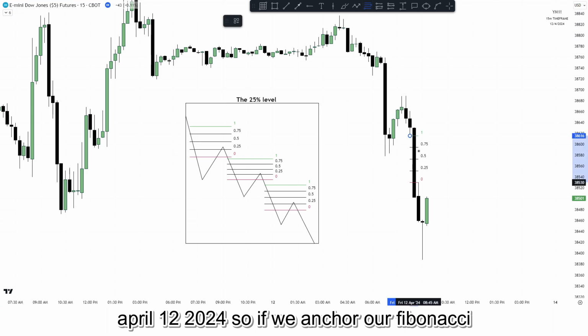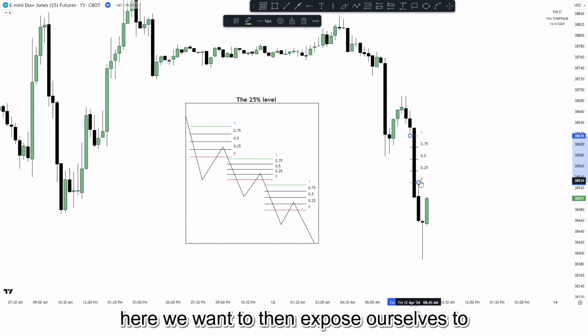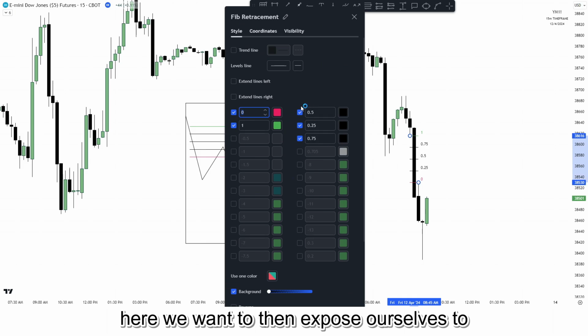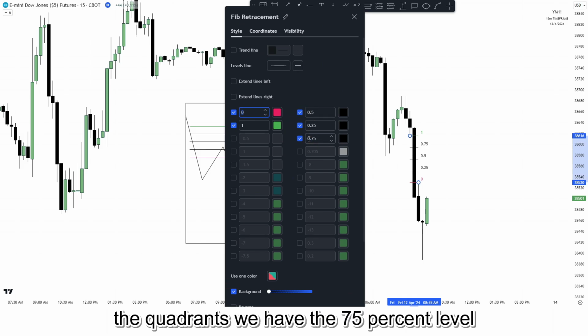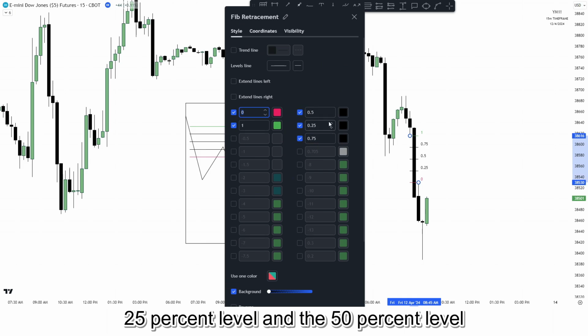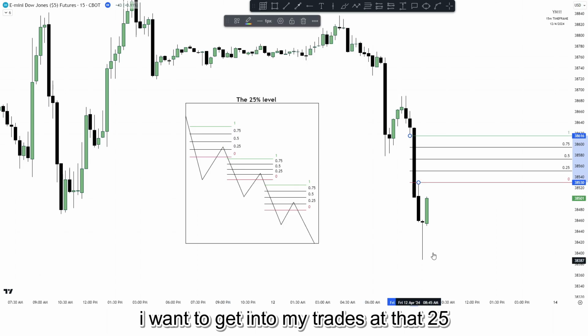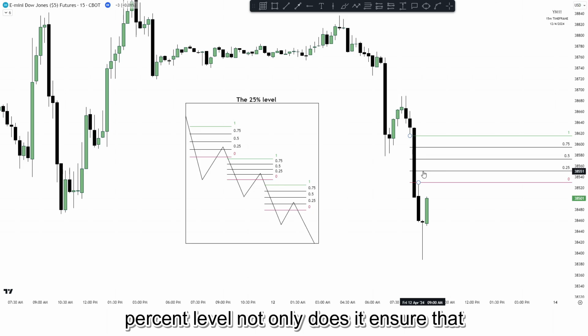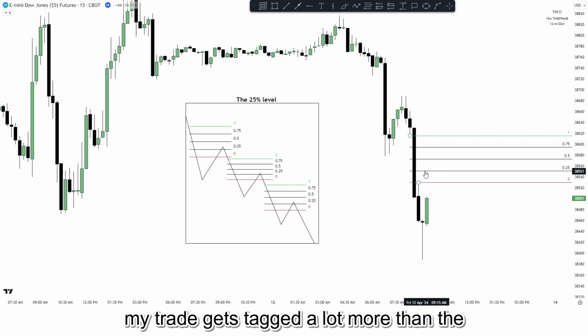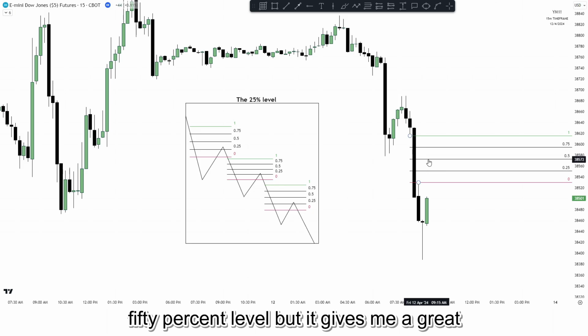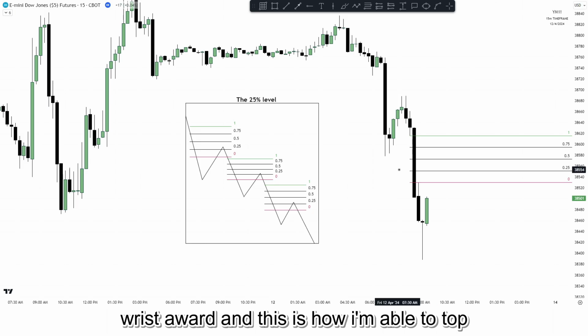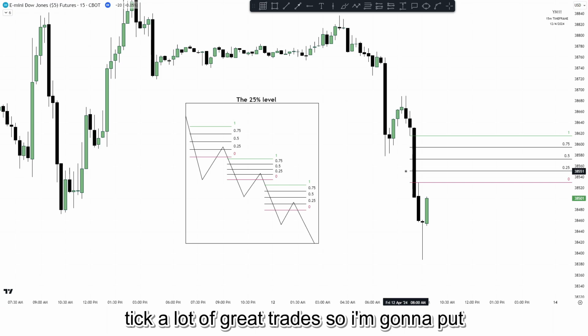So if we anchor our Fibonacci here, we want to then expose ourselves to the quadrants. We have the 75% level, 25% level, and the 50% level. I want to get into my trades at that 25% level. Not only does it ensure that my trade gets tagged a lot more than the 50% level, but it gives me a great risk to reward. And this is how I'm able to top tick a lot of great trades.